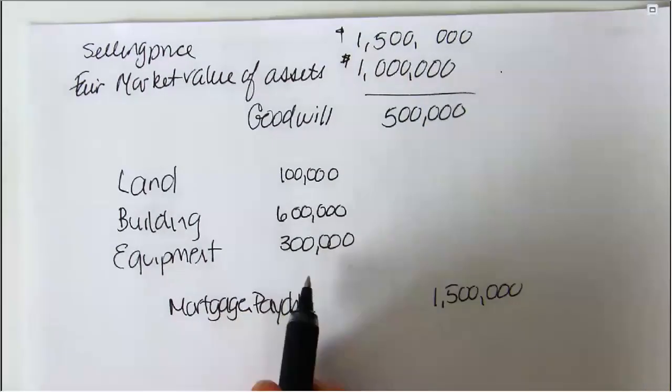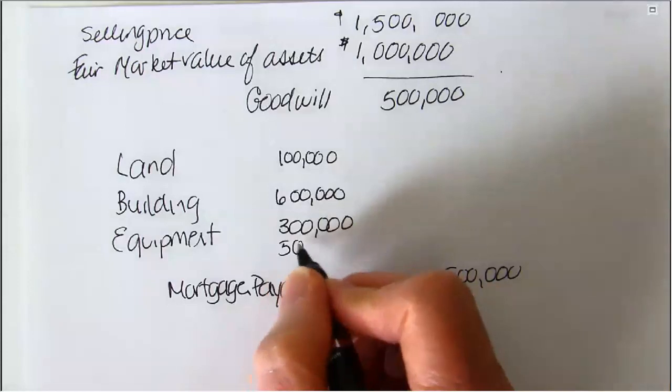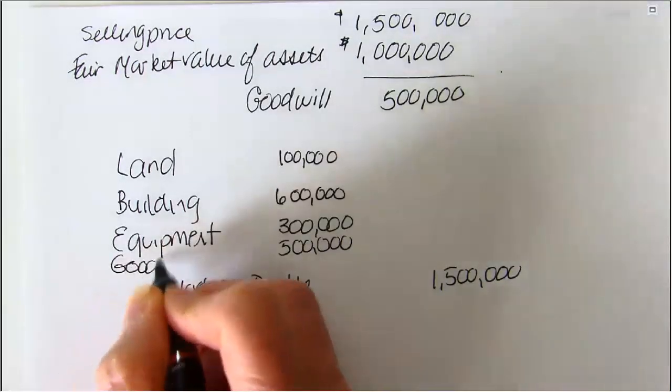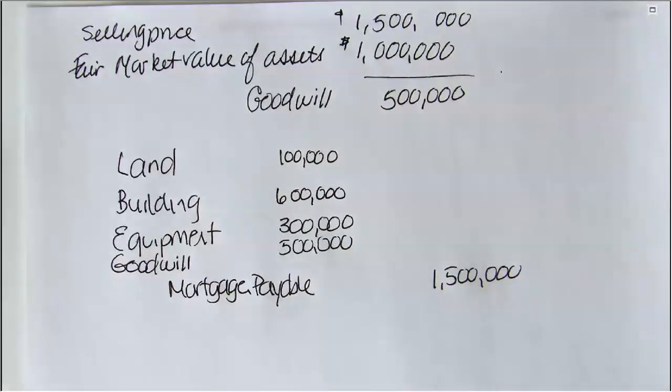Well, I've got debits of $1 million, credits of $1.5 million. I need another $500,000 here, right? To make sure the debits equal the credits. That debit is going to be to Goodwill. And Goodwill doesn't have a limited life, so it's not amortized. But what we do is test it for impairment.